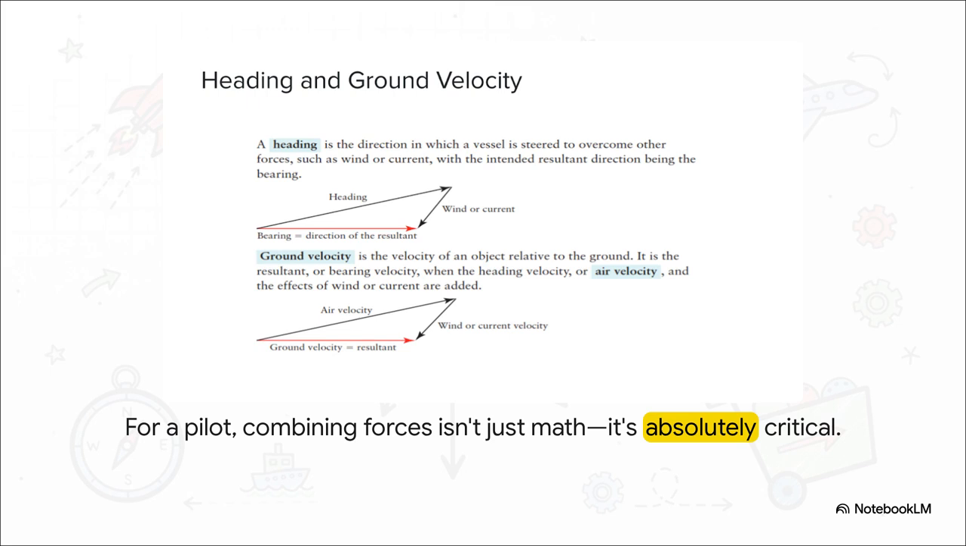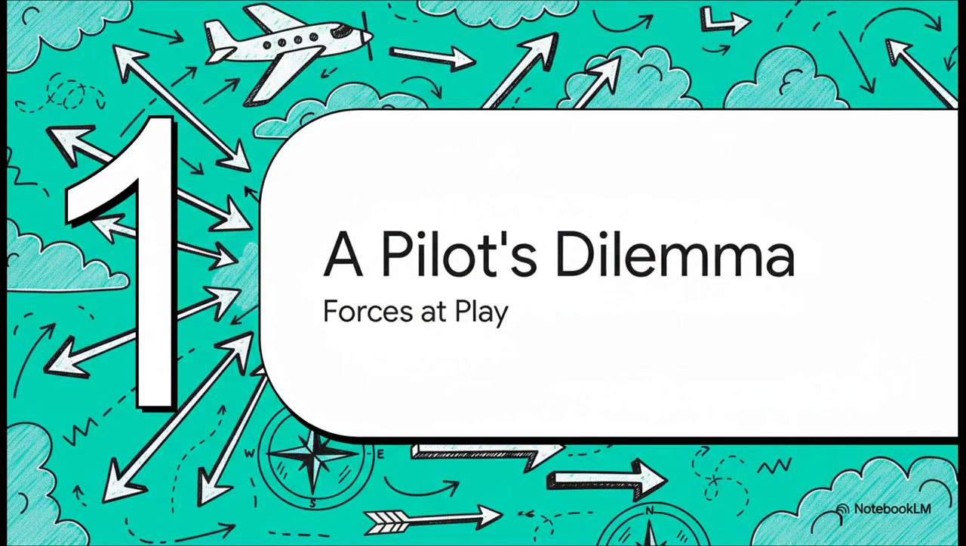See, it's not just about the plane's own power. It's also about the force of the wind pushing on it. Nailing that calculation is the difference between a perfect landing and, well, being miles off course. No room for error. Okay, so let's break this down. This is what we're calling the pilot's dilemma, and it's all about understanding these competing forces.